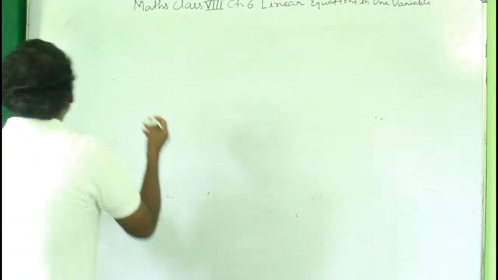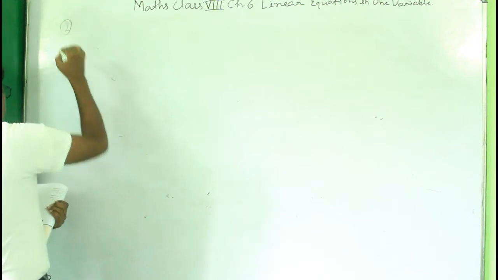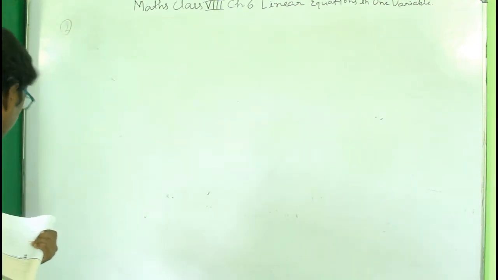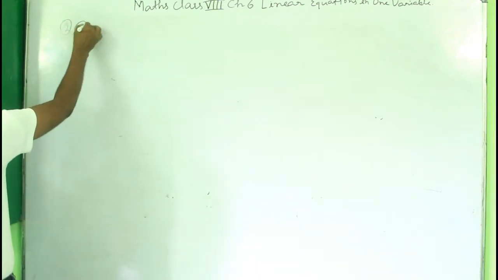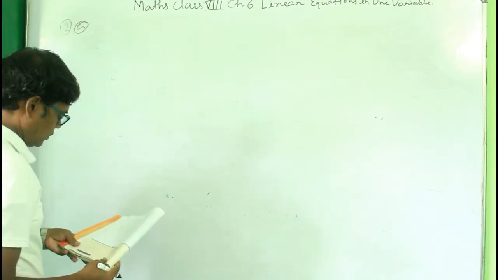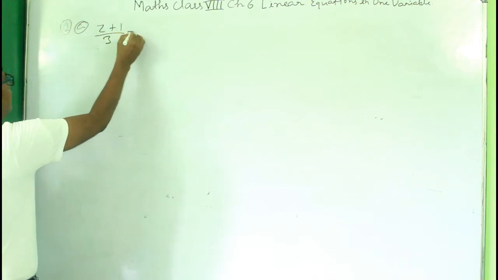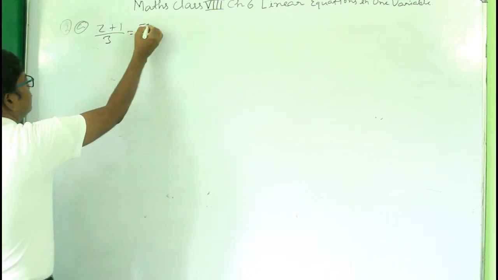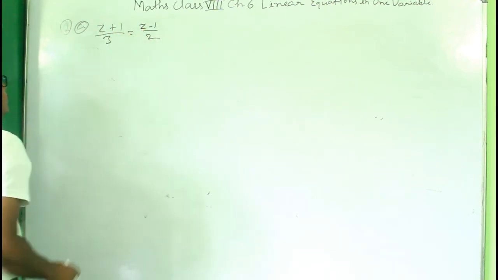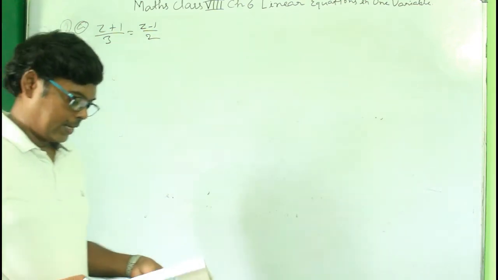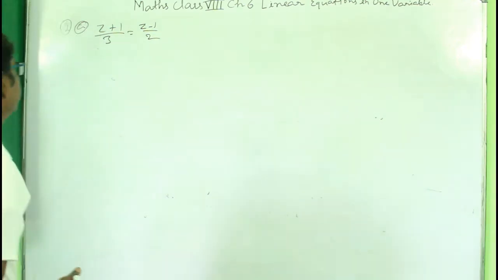Question number 2. Question number A: z plus 1 by 3 equals z minus 1 by 2. Now here you will cross multiply and then solve.